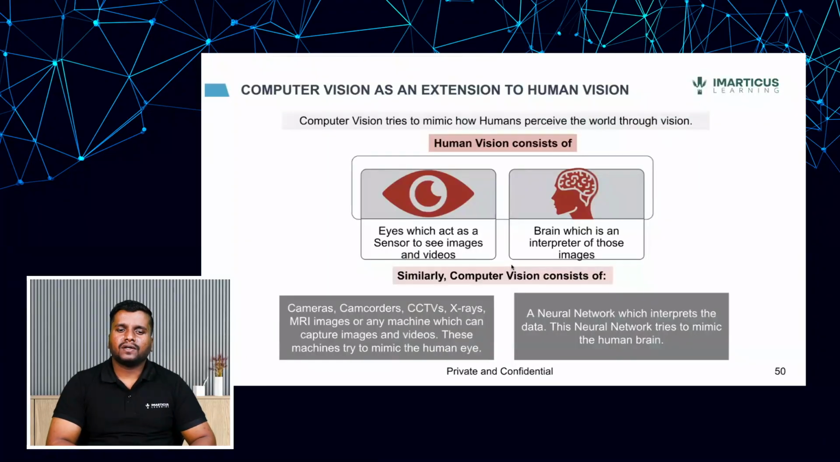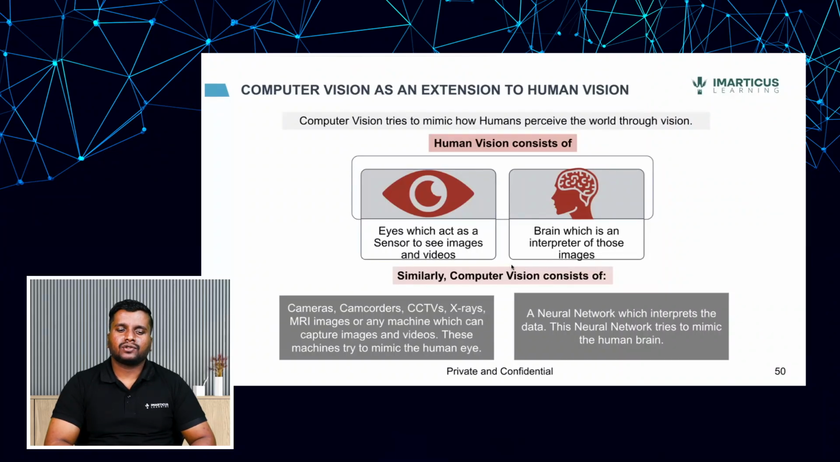So computer vision is an extension of human vision. Computer vision tries to mimic how humans perceive the world through vision. Human vision consists of eyes, which act as a kind of sensor to see images and videos, and there is a brain which actually understands what image this person has seen.